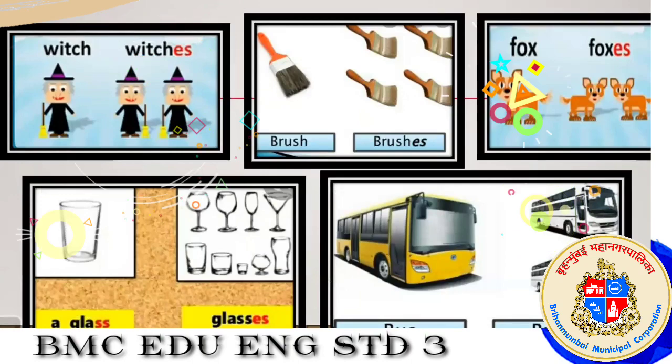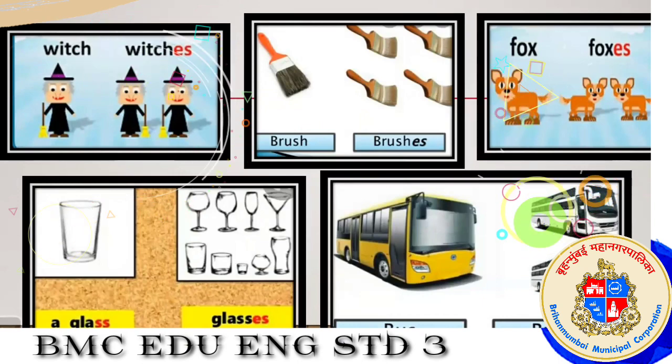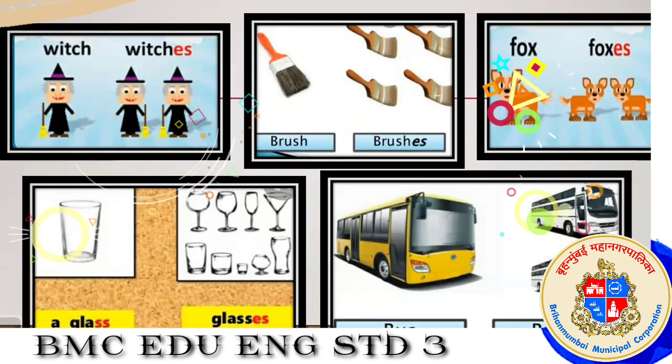See here, now in the pictures you can see which. So this word is ending with the letter CH, witch, spelling of witch, it is ending with the letter CH. So what will here to make its plural? We add here ES. So it becomes witches.